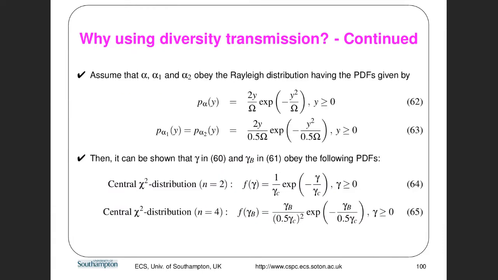Here we assume that the fading is Rayleigh fading, so the real part and imaginary part of the fading element are modeled by a Gaussian distribution. We know that the power would obey a chi-square distribution. We did this before to derive the Rice and Rayleigh distributions of fast fading. When there is no diversity, we have 2 degrees of freedom. When there is diversity, we have 4 degrees of freedom.